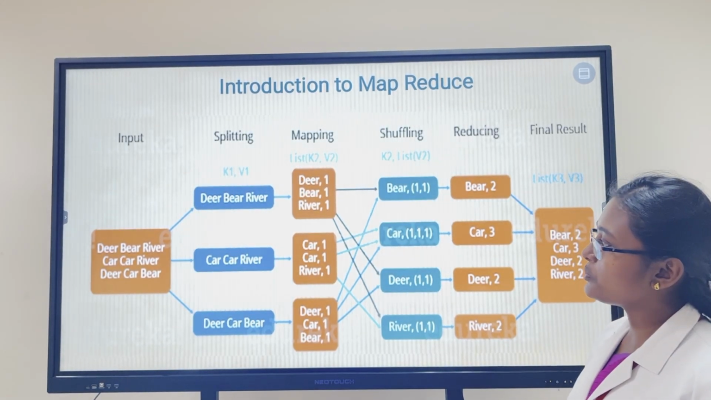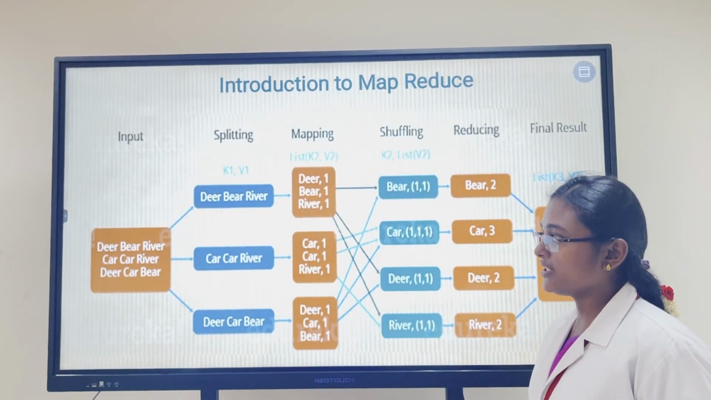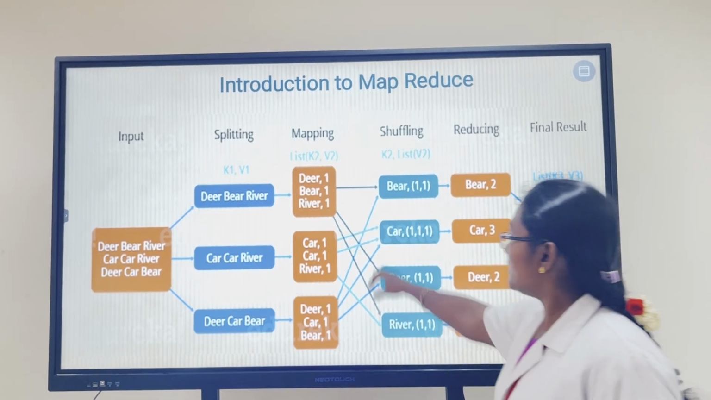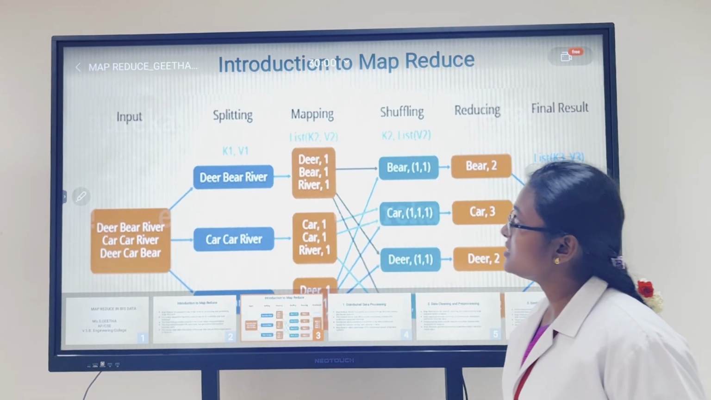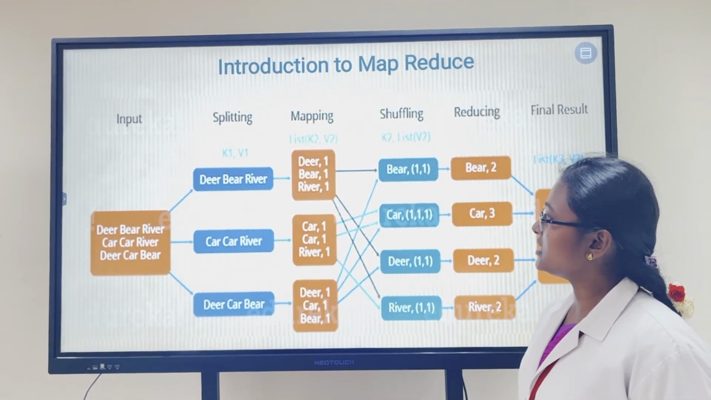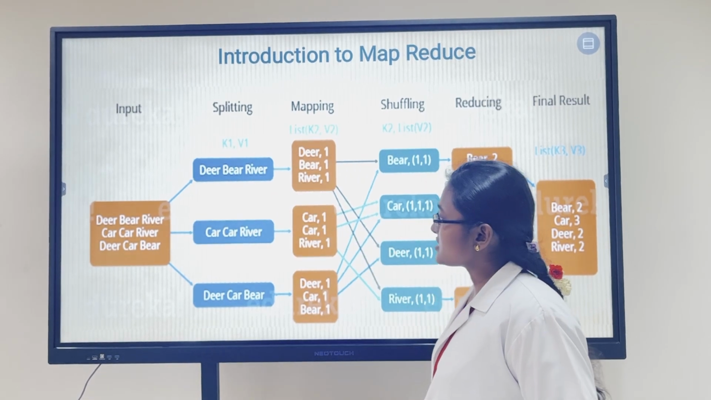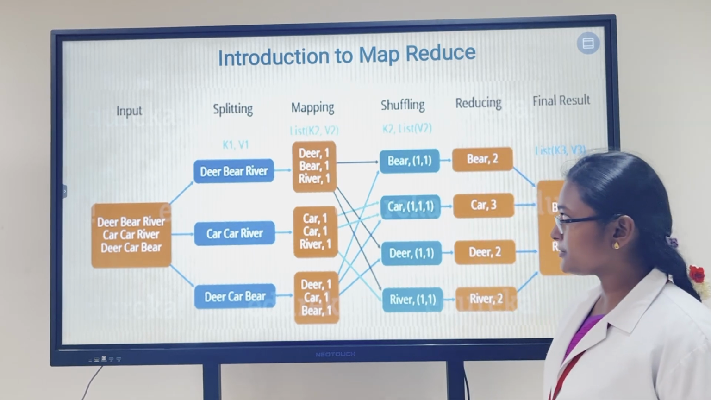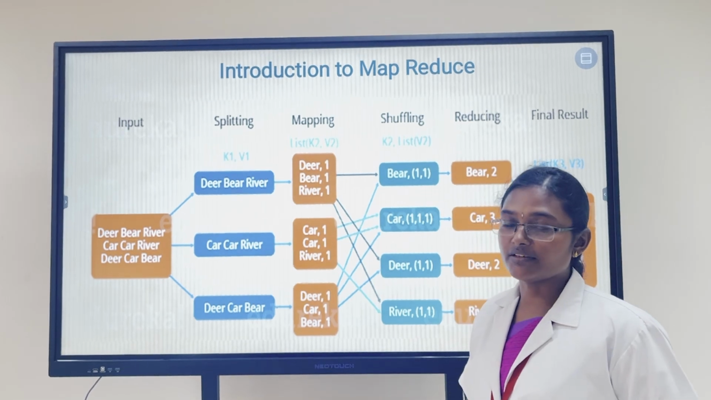So here I am taking the input as three sentences. Deer, beer, river as the first sentence. Car, river as the second sentence. Deer, car, beer as the third sentence. So in performing the map function, we have to perform splitting, mapping and then shuffling. In splitting, my input is split into three inputs, that is deer, beer, river as the first sentence, car, river as the second sentence, deer, car, beer as the third sentence.